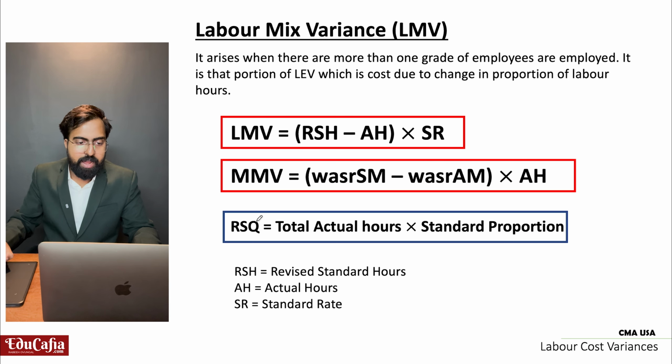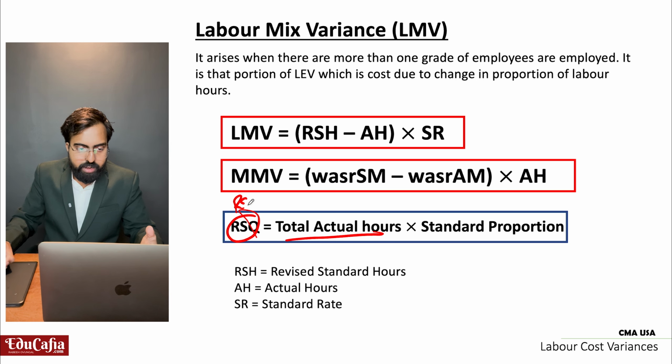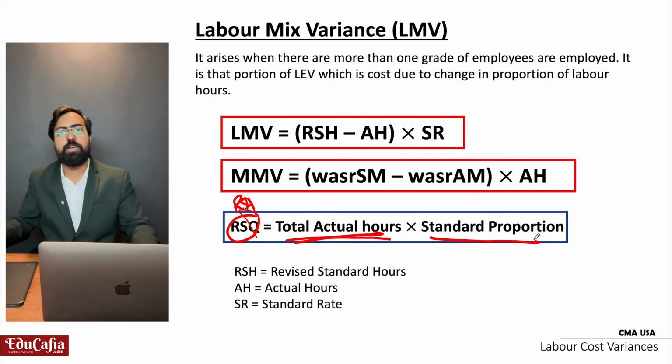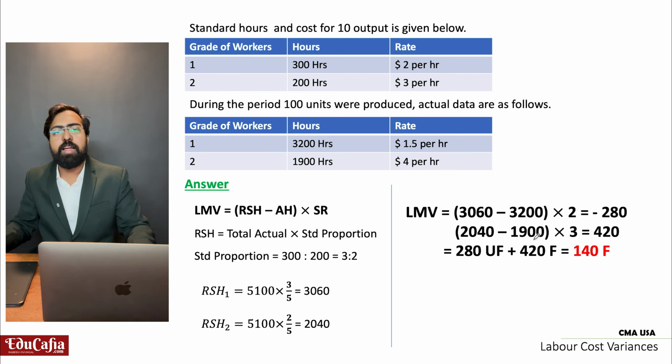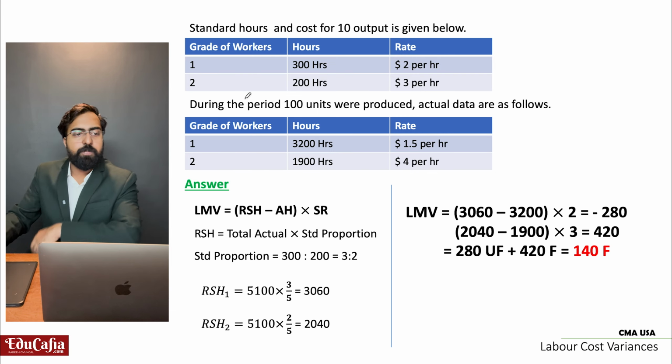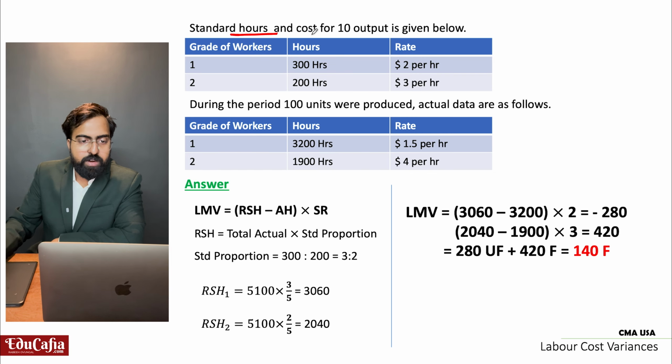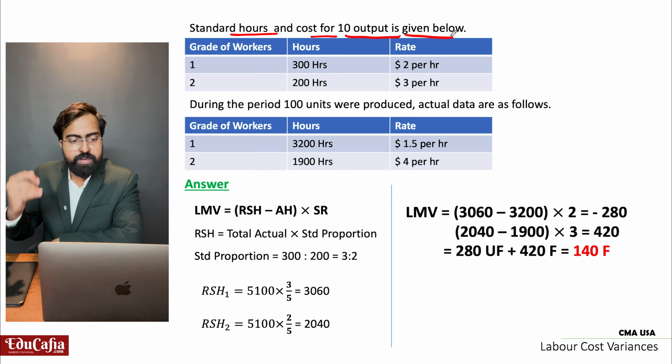So what is RSQ? Here it is RSH. RSH is equal to total actual hours into standard proportion. That we already did in the material, right? So for example, the standard hours and cost for 10 outputs are given below.